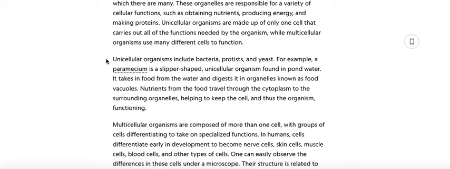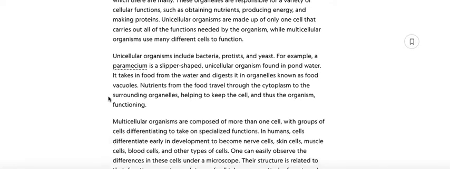Unicellular organisms include bacteria, protists, and yeast. For example, a paramecium is a slipper-shaped unicellular organism found in pond water. It takes in food from the water and digests it in organelles known as food vacuoles. Nutrients from the food travel through the cytoplasm to the surrounding organelles, helping to keep the cell and thus the organism functioning.